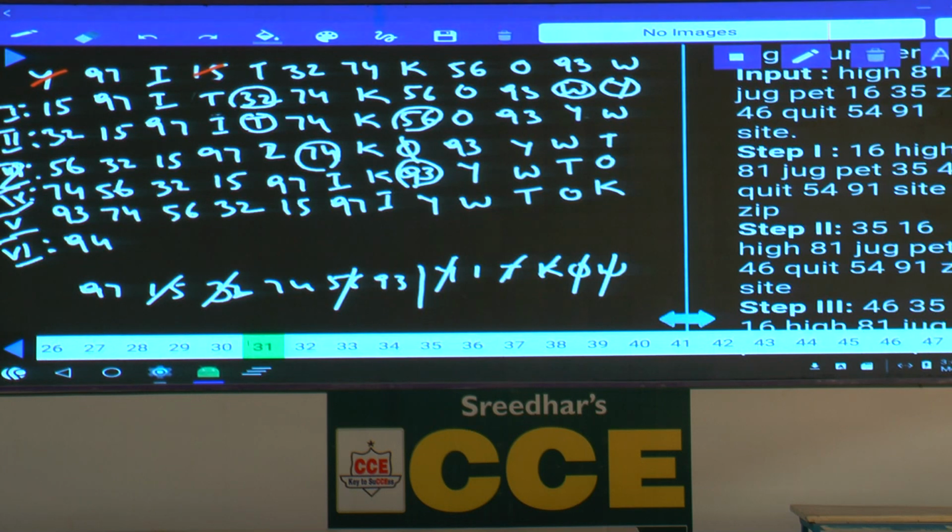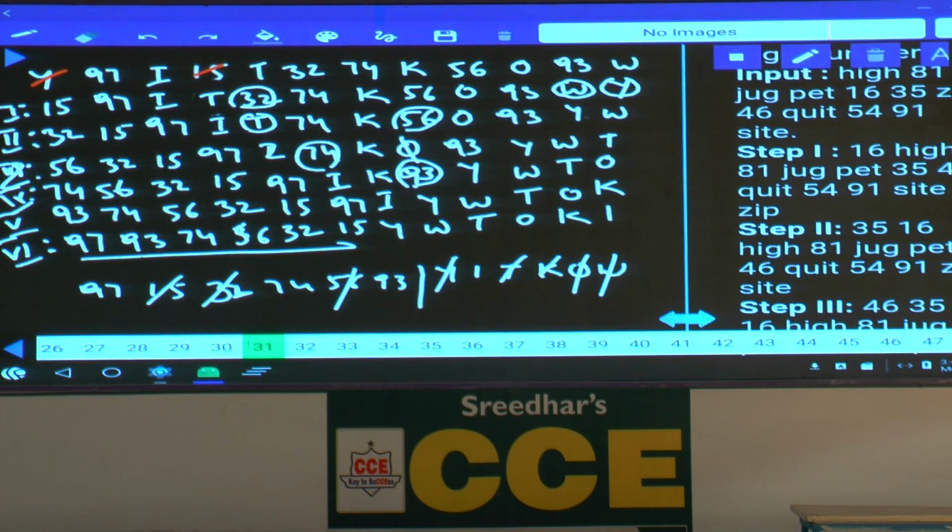97. Now 97, 93, 74, 56, 32, 15. Here in this one, Y, W, T, O, K and I. Now see here, all the numbers are arranged in the descending order, all the words are arranged in the descending order.